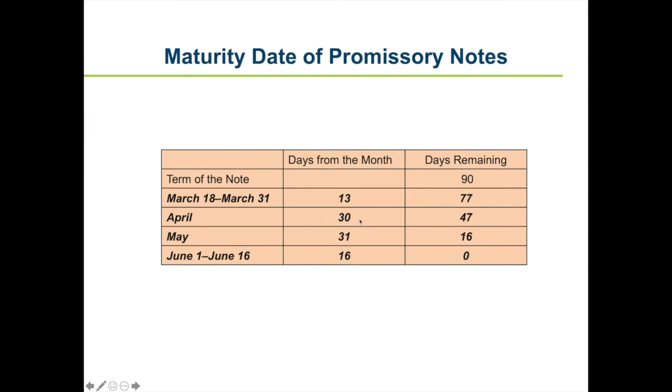April has 30 days. So at the end of April, you will have 47 days left. 77 minus 30 is 47. May has 31 days. At the end of May, you have 16 days left. 47 minus 31 is 16. In June, there's more than 30 days. You only have 16 days left on your note. So the date that it is due, or your maturity date, is June 16th.